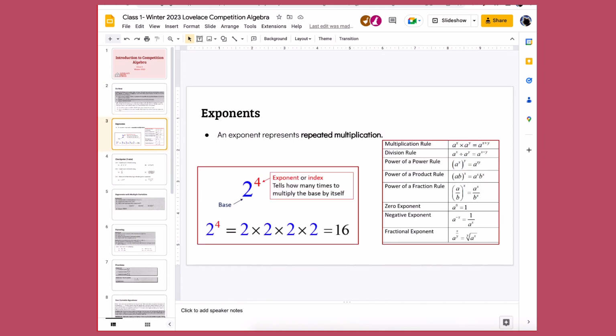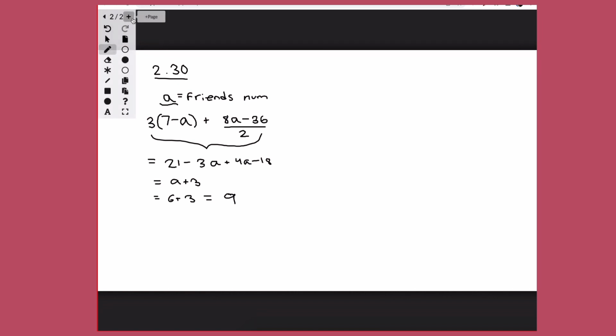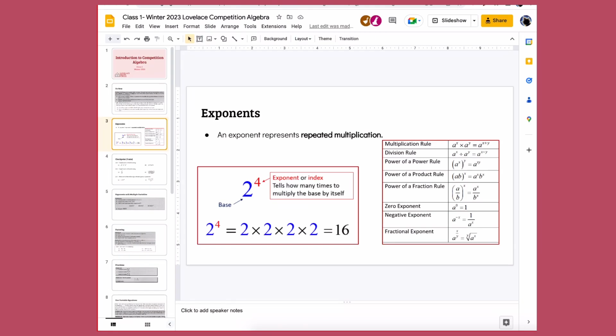Now we'll quickly review exponents. I think this should have been covered in pre-algebra, but I'll go over it in case, since it's really important. An exponent represents repeated multiplication. If you have something like 2 to the power of 4, all that means is that you're multiplying 2 by itself 4 times, which you can see here.